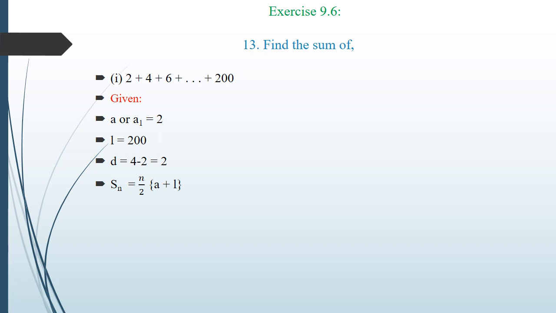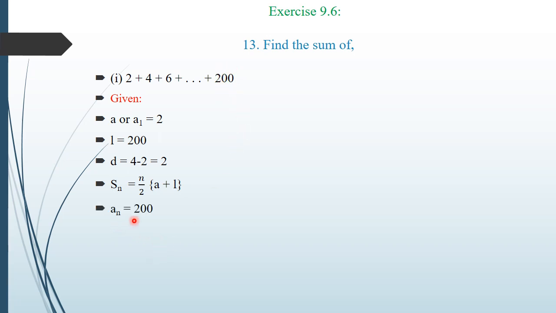Among multiple variables present in this formula, we know first term A, we know last term L, but we do not know N. Means we need to know first of all how many terms are present in this sequence in order to calculate sum of all these terms. So first we need to calculate this N. For that we'll consider this last term, that is L, and we'll identify at which location this 200 is present.